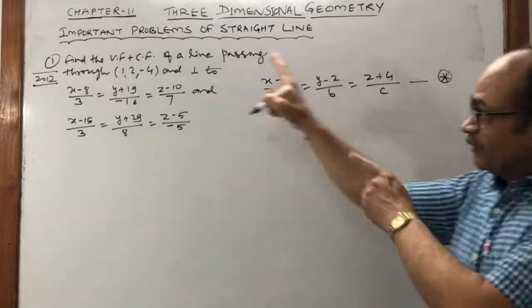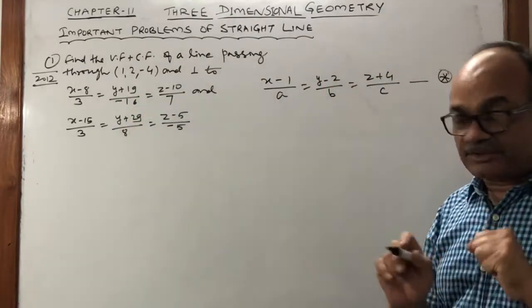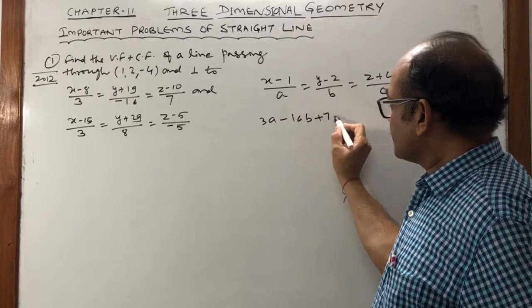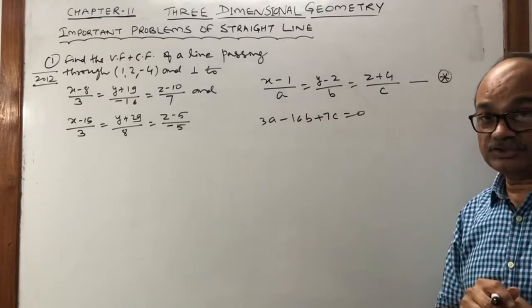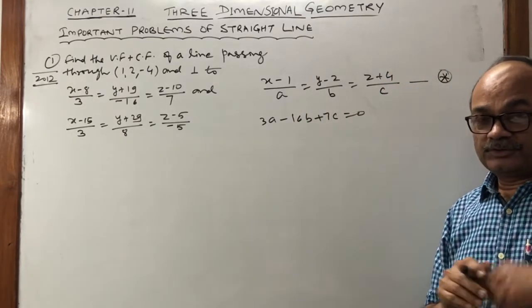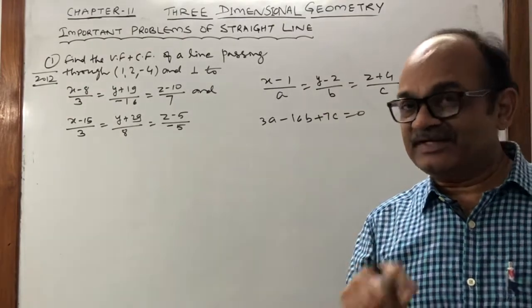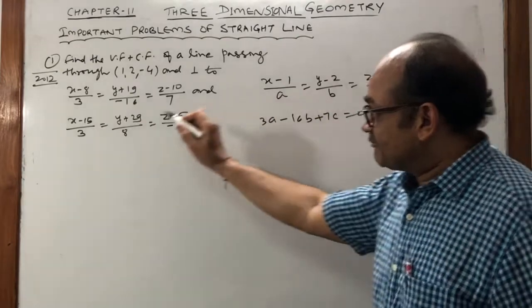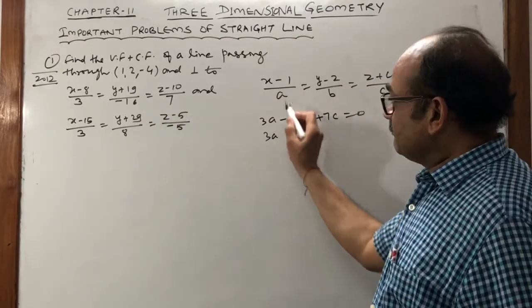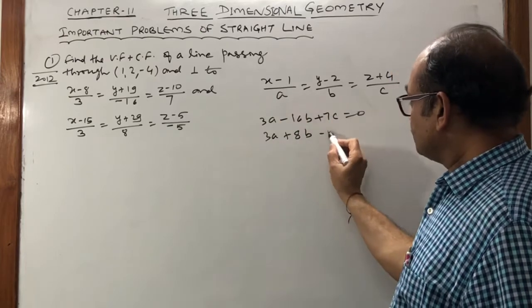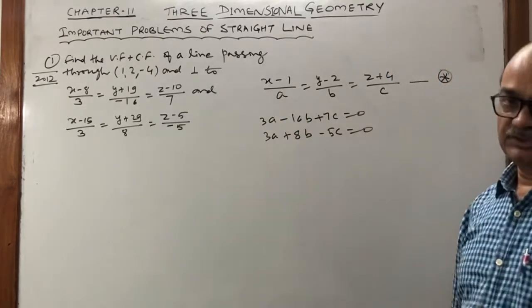This line is perpendicular to this line, it means 3a - 16b + 7c = 0. You know, if two lines are perpendicular, it means a1a2 + b1b2 + c1c2 must be 0. The same concept here with the second line: 3a + 8b - 5c = 0.